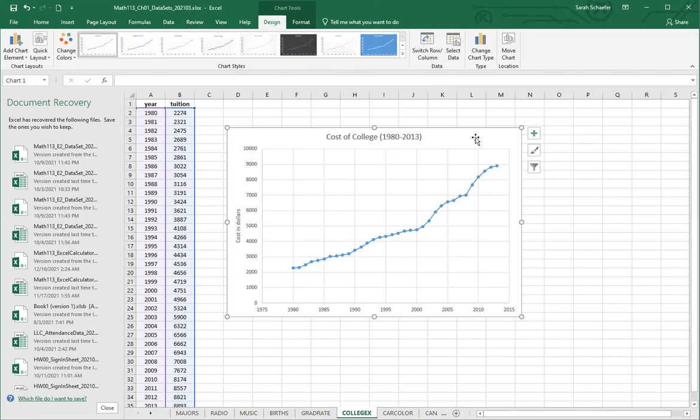And then we have one more question to answer. So it says, what overall pattern does your plot show? Okay, well, it definitely looks like it's increasing. So there's no cyclical pattern, so no up and down, up and down, up and down, but this particular graph is increasing. So we would say that the cost of college has increased over that time period there.